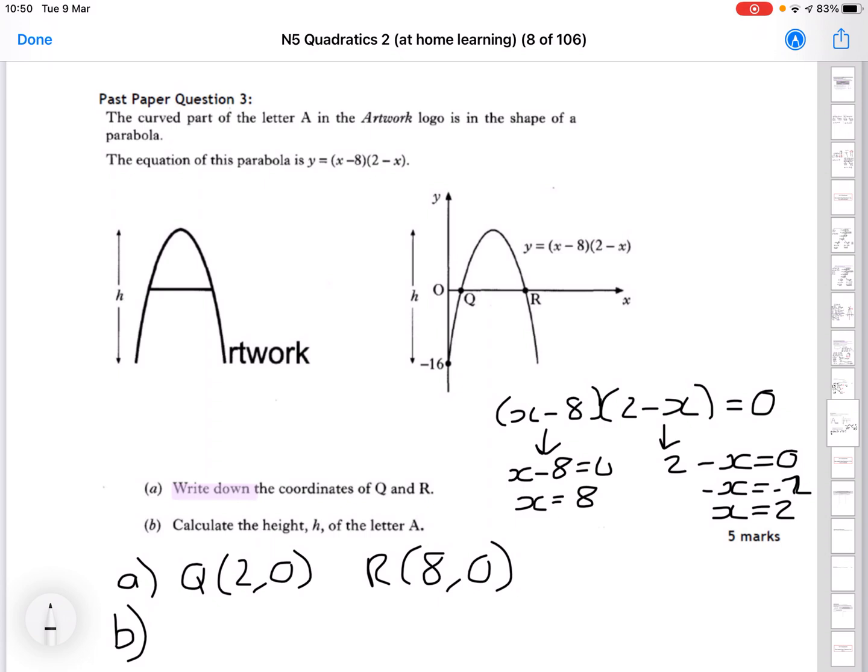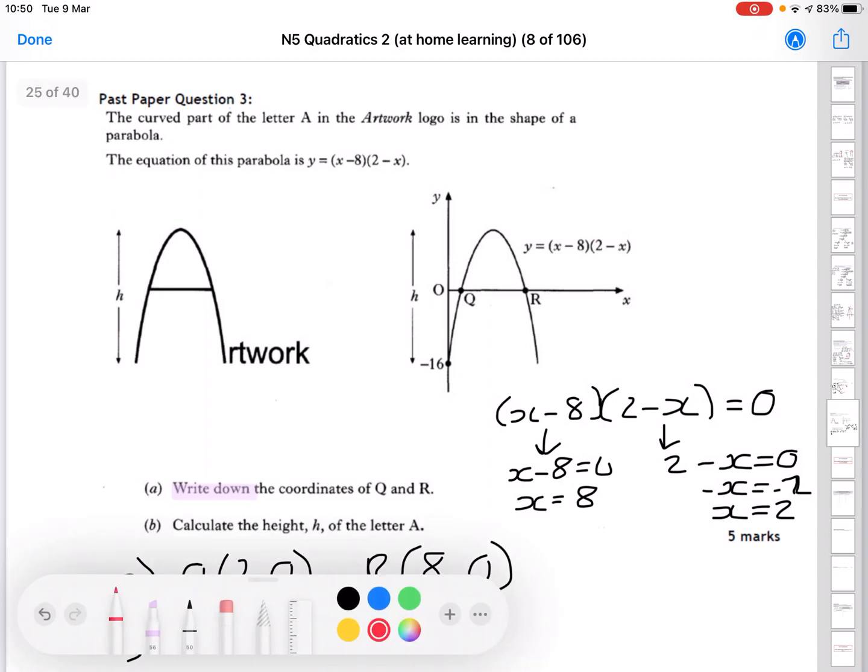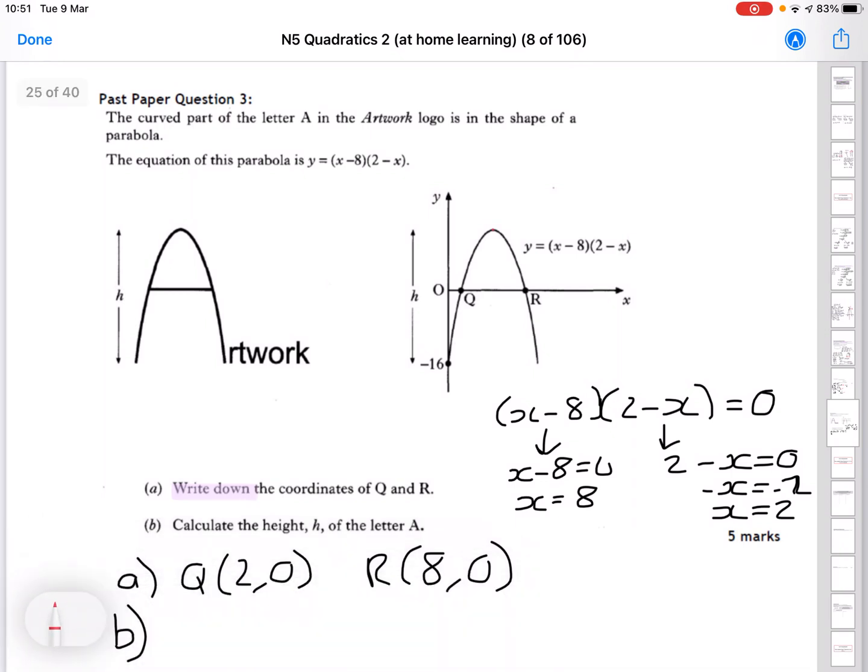Then for part B, we're asked to calculate the height of the letter. So we're looking for the height of the whole letter. So we're looking for this entire height. If we just copy that height from there into the shape, it's this whole height here. So from the bottom of the logo just up to your x-axis, we know that that's 16 units because we know that minus 16 is the lowest point of this. What we then need to do is find out this upper section here with the question mark.